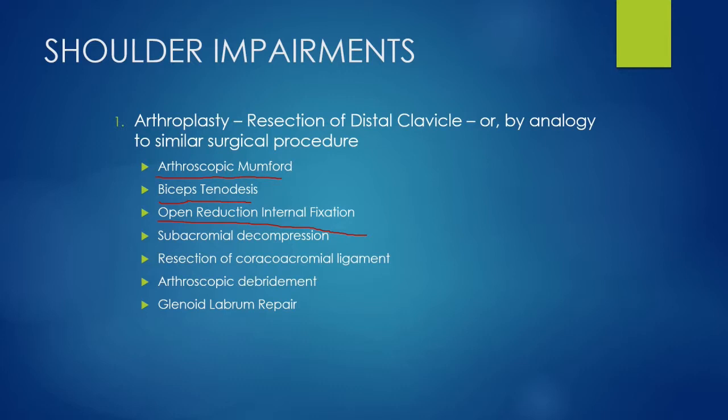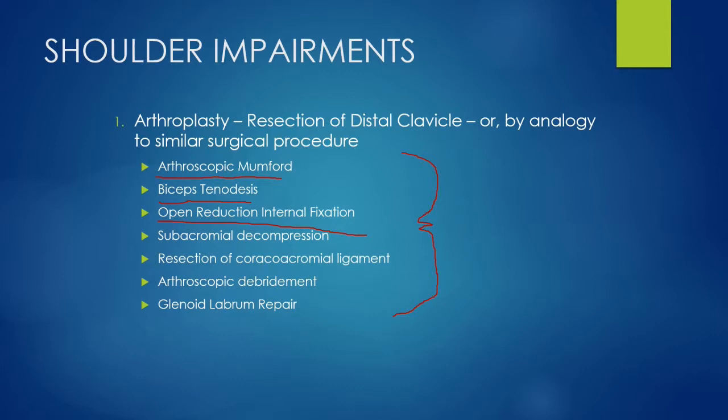Other shoulder surgery procedures involve subacromial decompression, resection of the coracoacromial ligament, arthroscopic debridement, and a glenoid labrum repair. And this is not a complete list. It's just a list of some of the common procedures that examinees undergo. Now, many doctors provide for permanent impairment for these surgical procedures by analogy to resection of the distal clavicle.